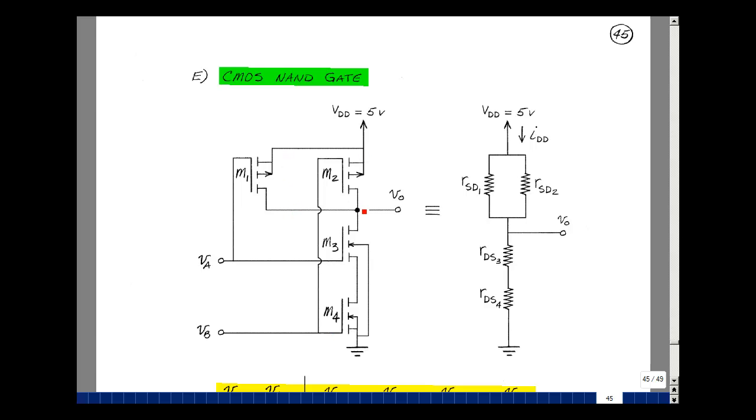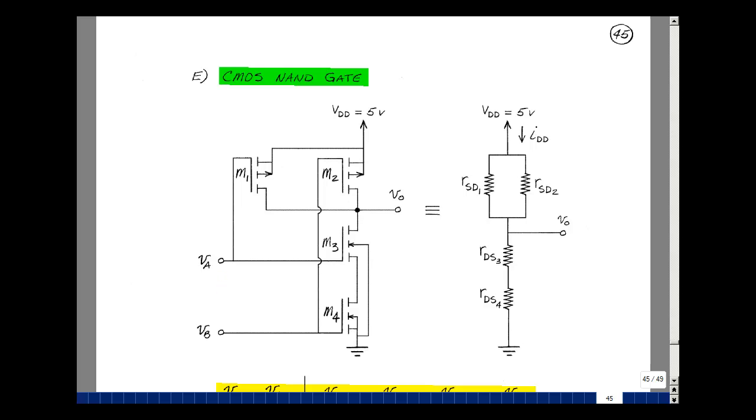These two are in parallel, sharing the same two nodes, and when we have a logic gate using MOSFETs, they're either a high resistance or a low resistance. So I'll show this resistance as R sub SD1 and R sub SD2. For transistors 3 and 4, they're in series. I'll call this R sub DS3 and R sub DS4. When we have a 5 volt power supply, these inputs can either be 0 or 5 volts.